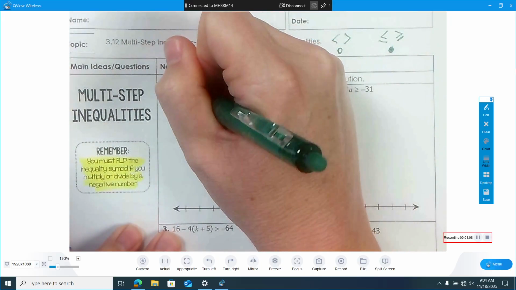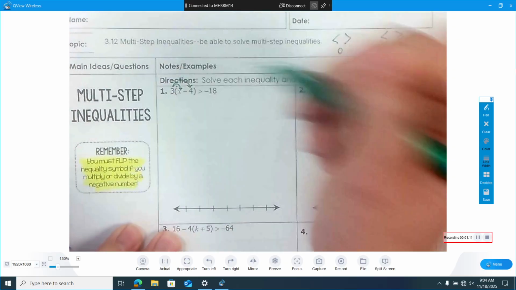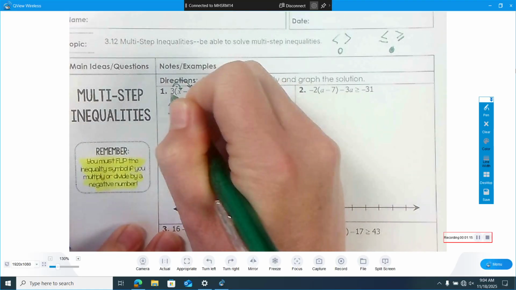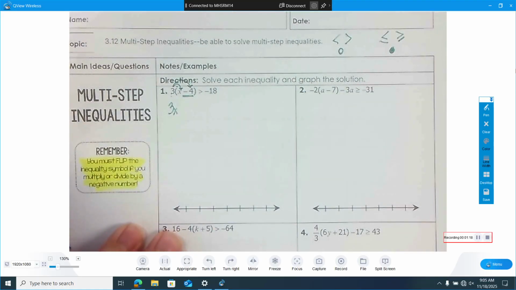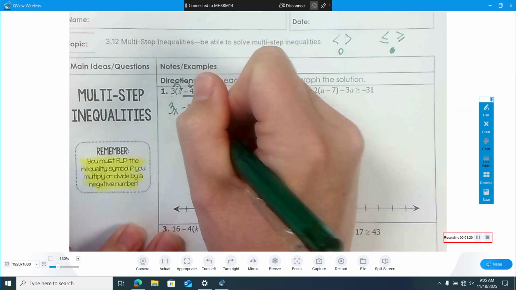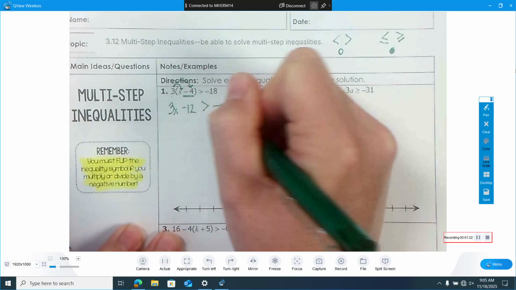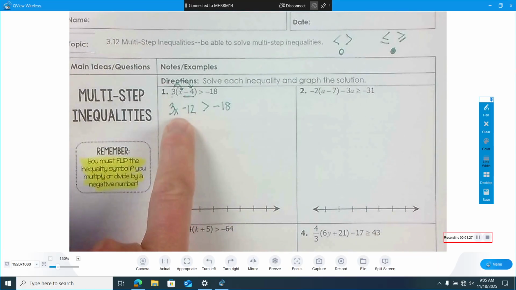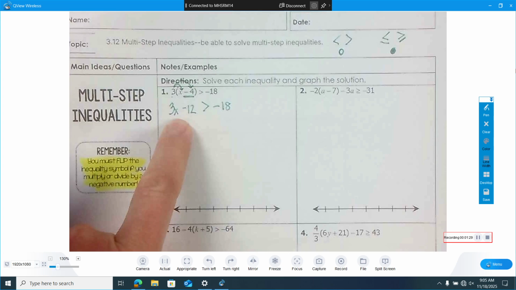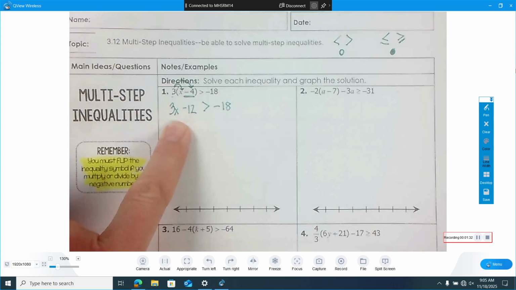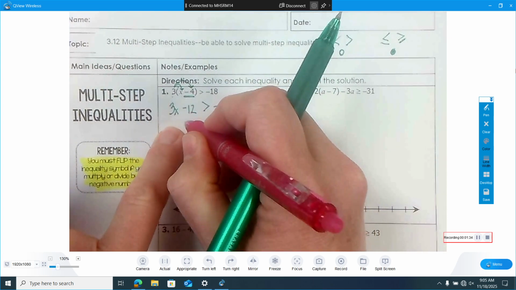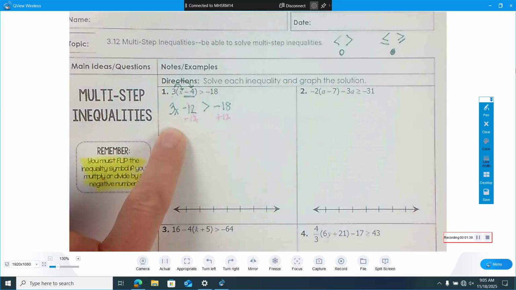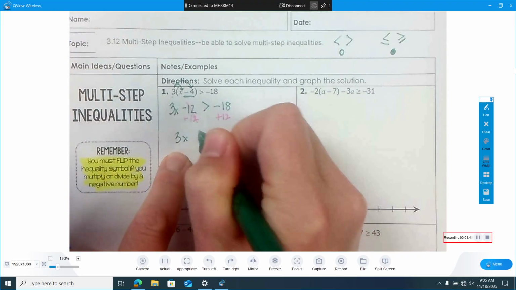Distribute. Very good. We definitely want to distribute, which means multiply. What is 3 times x? 3x. And then we have 3 times negative 4, which is going to give us negative 12. And that's greater than negative 18. Our job, again, just like solving equations, is to isolate the variable. That x wants to be totally alone. What should we get rid of first? The minus 12, we're going to add 12. Very good. Adding 12 to both sides, so we get the 3x is greater than.